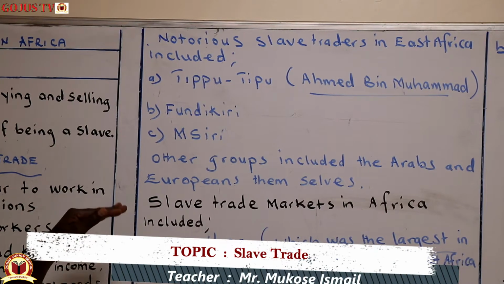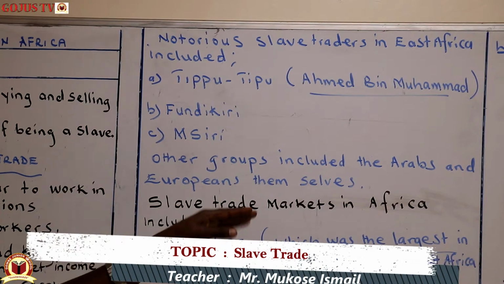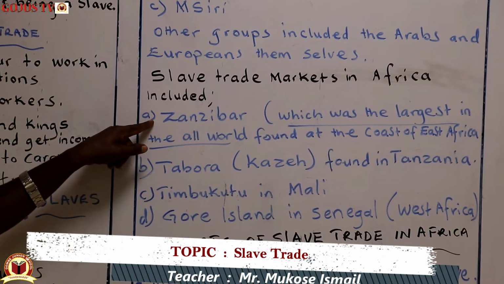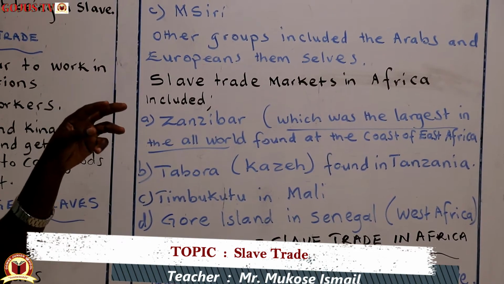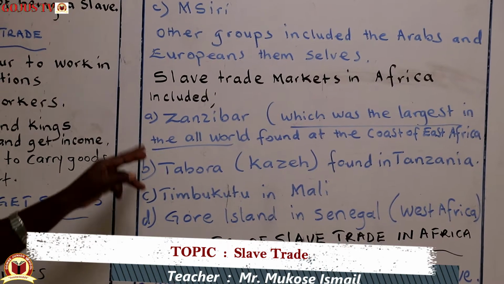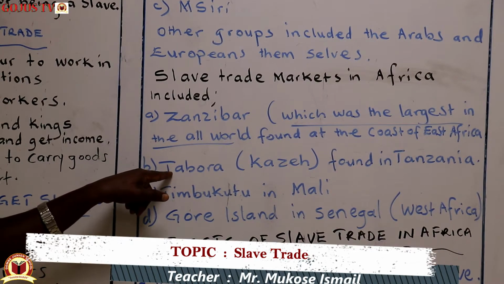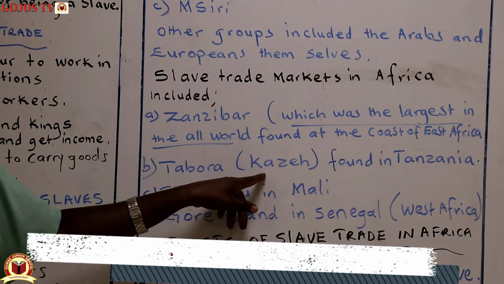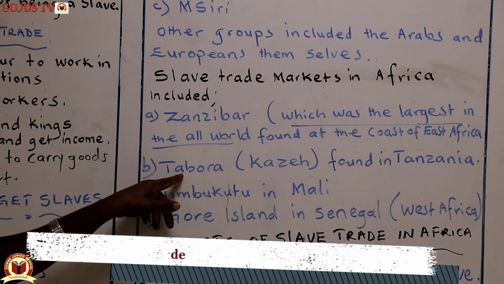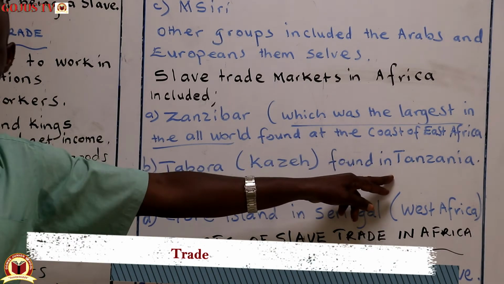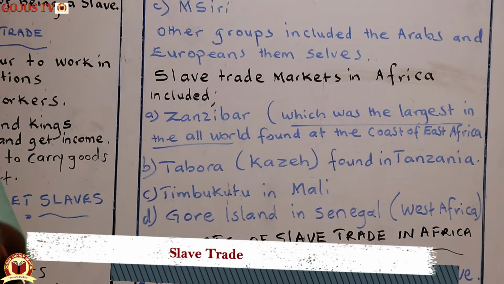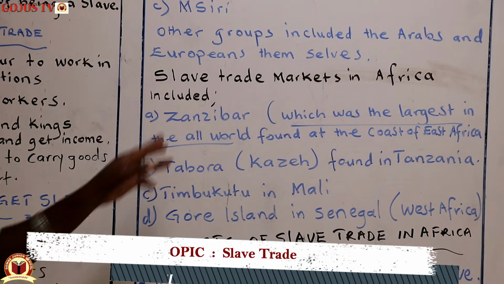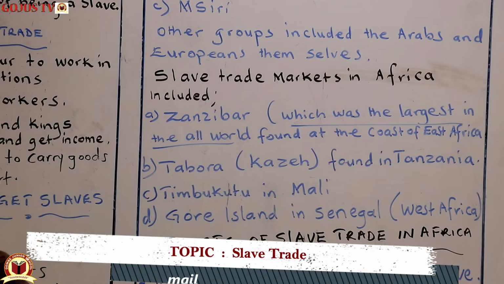So the slave markets in Africa: we had the largest one in the world, which was Zanzibar. Then the largest one in the interior of East Africa, which was Tabora, whose local name was Kaze. So if they talk about Kaze, do not be confused. They are talking about Tabora, found in Tanzania. That was the largest slave market in the interior, whereas Zanzibar was the largest in the whole world, and it was located on the coast of East Africa.